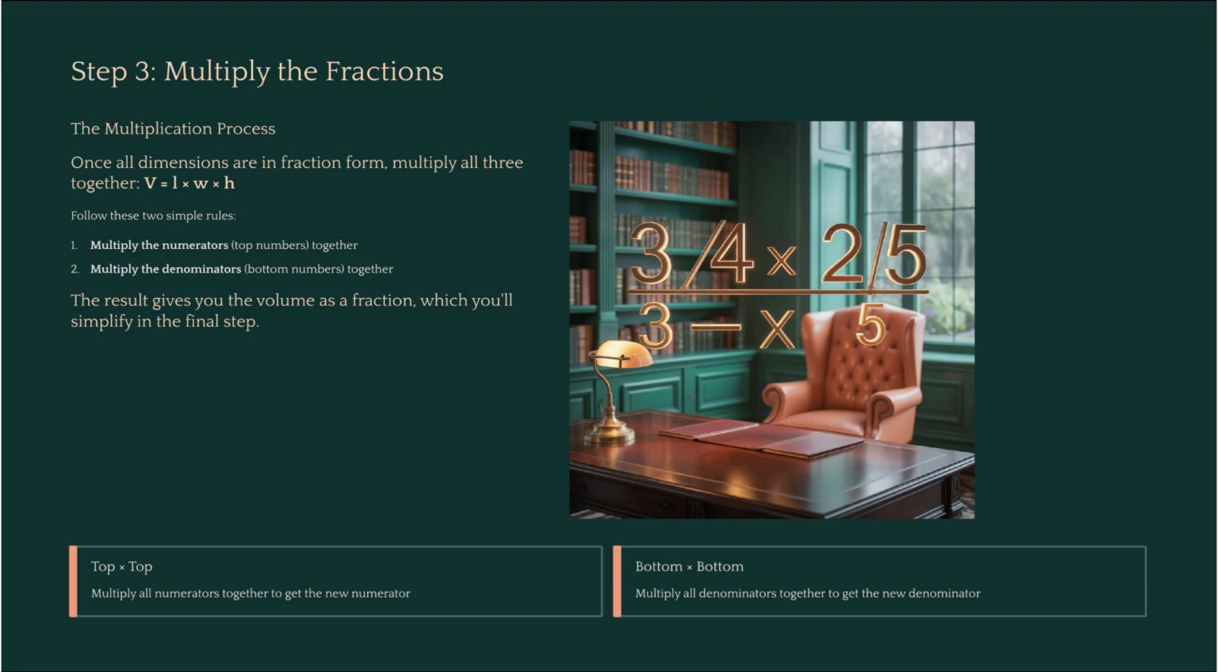The rule for multiplying fractions is pretty straightforward. You multiply all the numerators, the top numbers, together to get the new numerator. Then, you multiply all the denominators, the bottom numbers, together to get the new denominator. No need for a common denominator like you use in adding fractions.